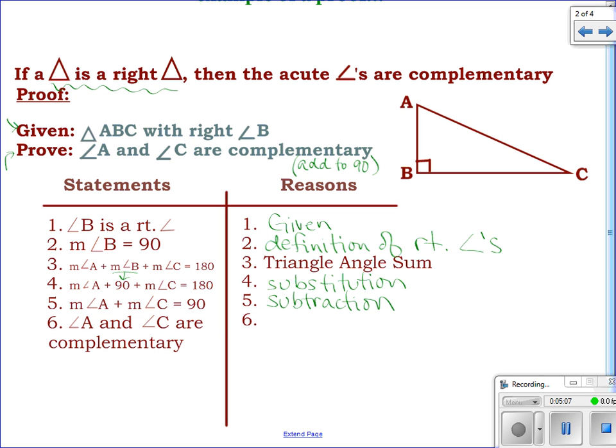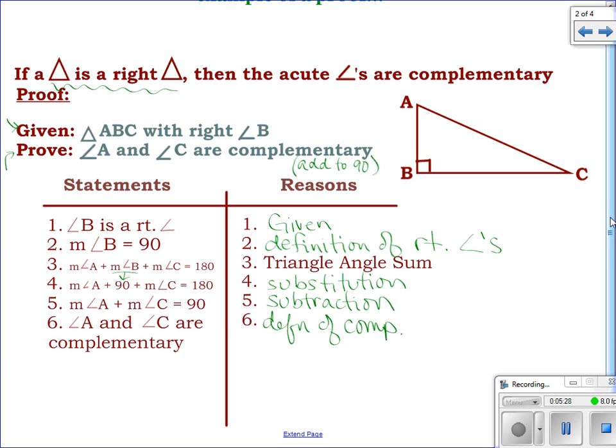What do you think? Duh, right? So what do we write? Definition of complementary. I'm going to abbreviate definition as DEFN, and I'm going to abbreviate complementary as comp. Okay?